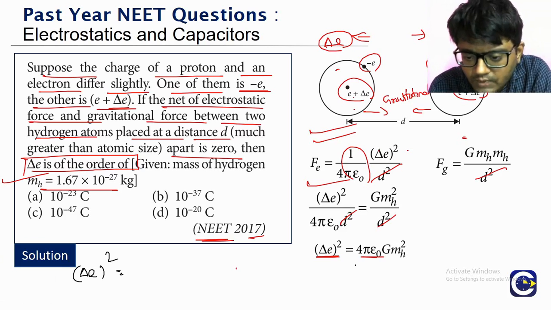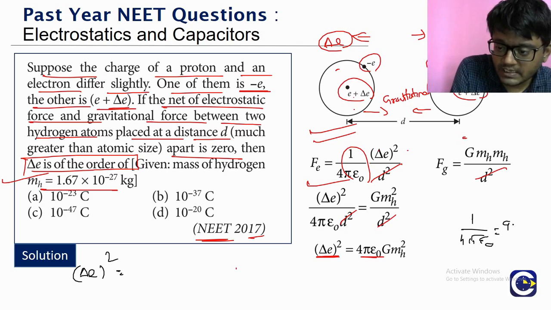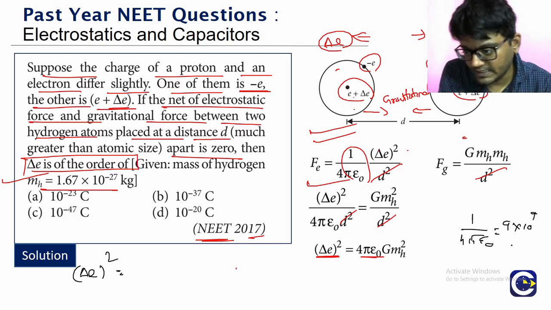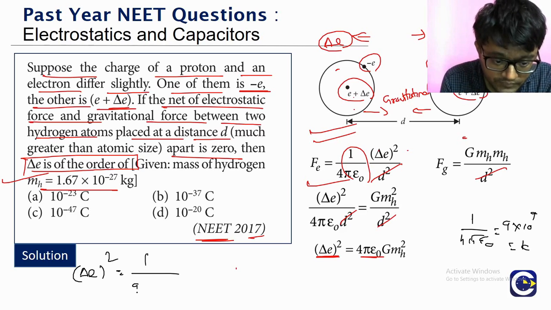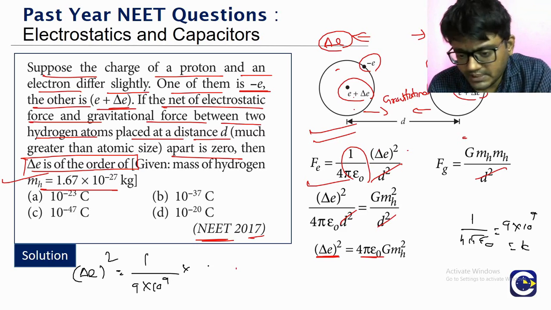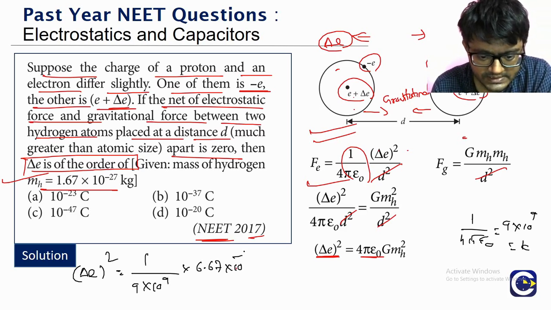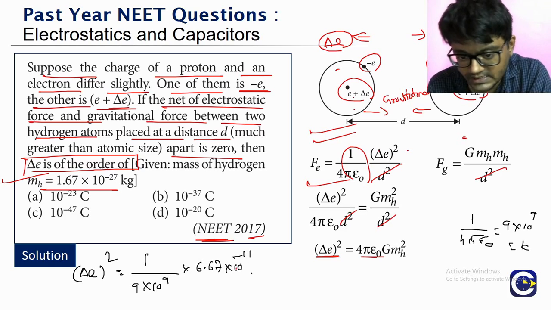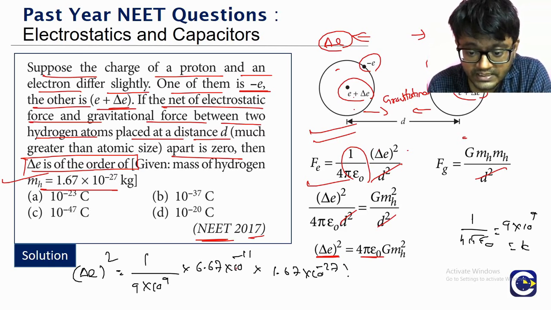Delta E the square is equal to what? 4 pi epsilon naught. See, 1 by 4 pi epsilon naught is 9 into 10 power 9. Correct? That is the Coulomb's constant for the vacuum or free space. So 4 pi epsilon naught means it will be the reciprocal of that, 1 by 9 into 10 power 9. Capital G. What is capital G? The universal gravitation constant. What is the value of that? 6.67 into 10 power minus 11. Everything we are considering in the SI system of units. Then mass of hydrogen, the square is there. Mass of hydrogen 1.67 into 10 power minus 27, the square.